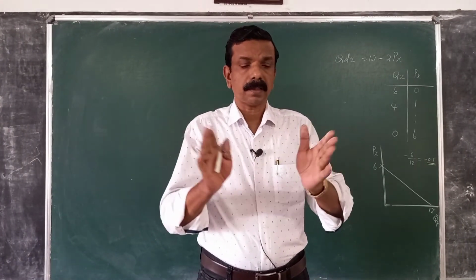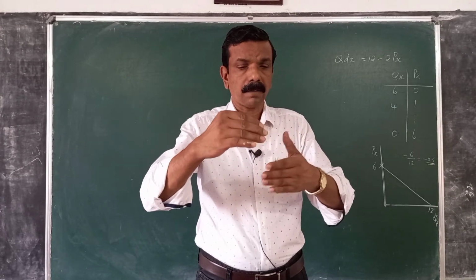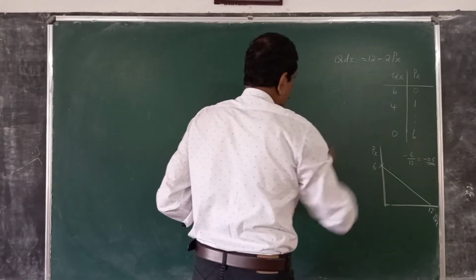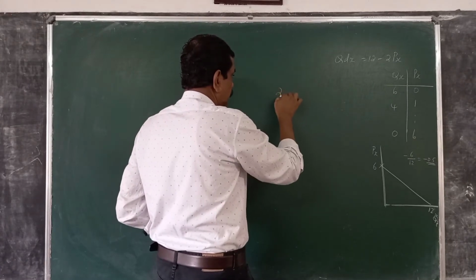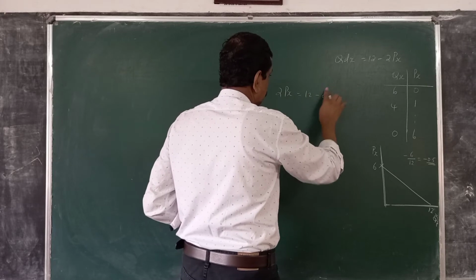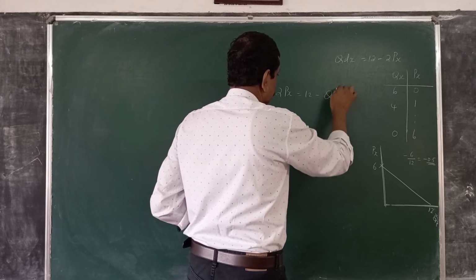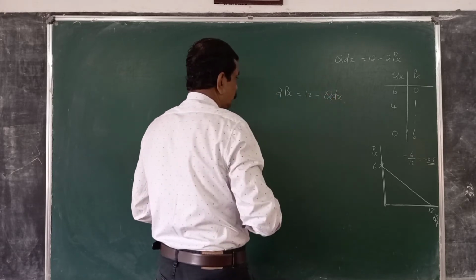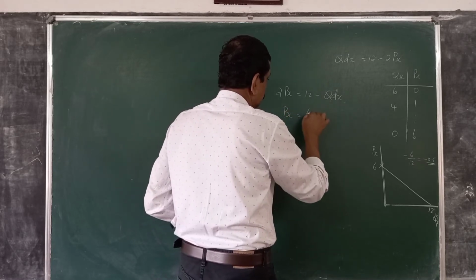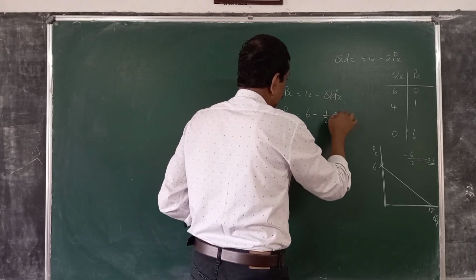So, let us see what happens here. Given this demand curve, we can write 2Px equals 12 minus Qdx, and Px equals 6 minus 1/2 Qdx.